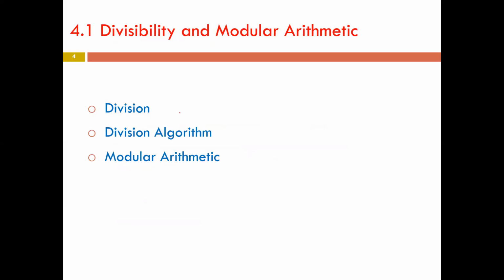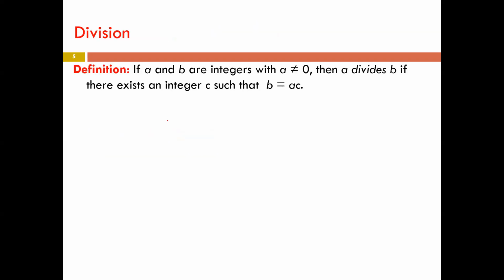We'll define the division, introduce the division algorithm, and define the concept of modular arithmetic, very important in a binary system, for example. So the division: we say that if A and B are two integers, since number theory deals only with integers, with A non-zero to be able to divide, because you all know there is no division by zero.